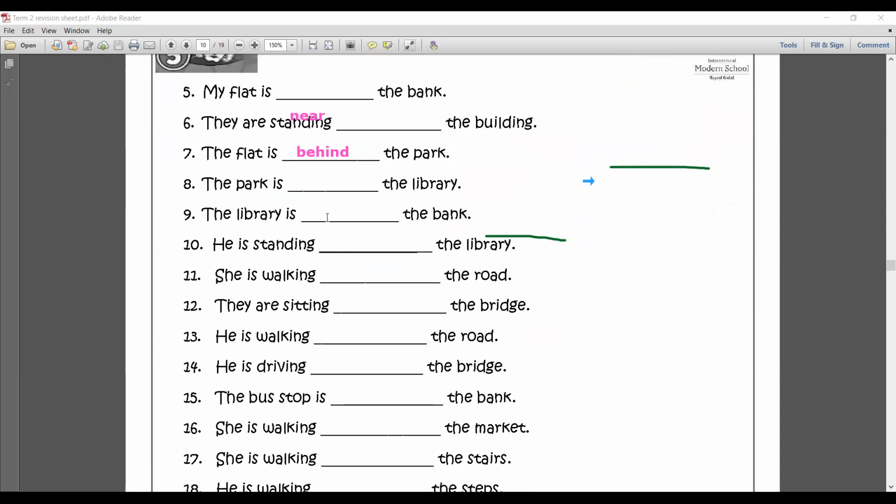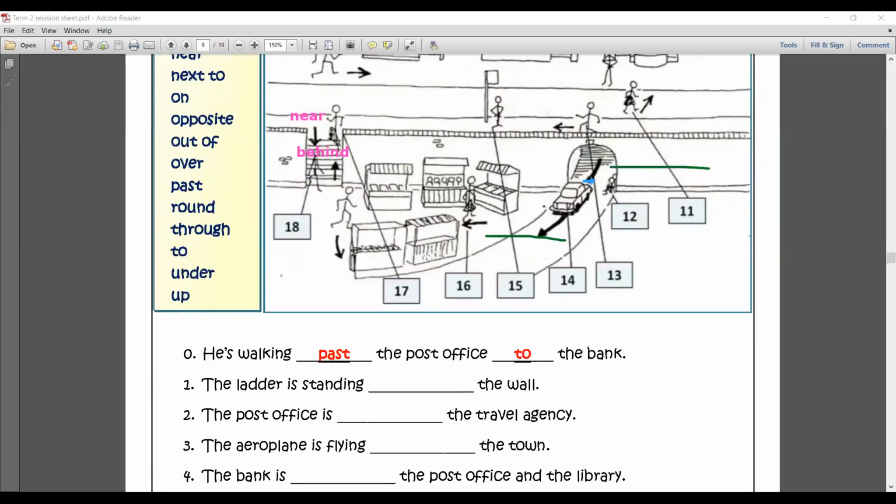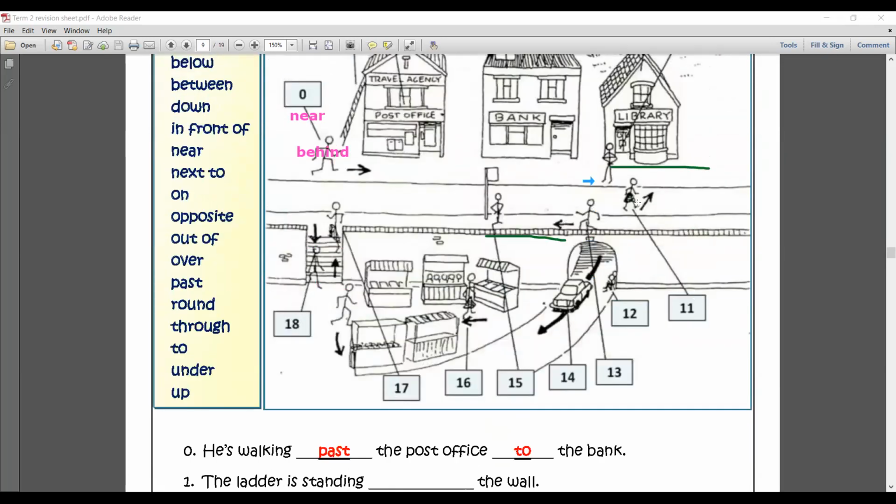Where is the library from the bank? He's standing where from the library? She's walking how from the road? Do you see this girl, 11? She's walking across. And this boy, 13, he's walking. I'm waiting for you to say it. Along.